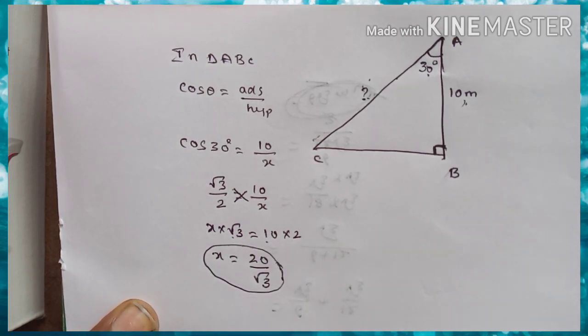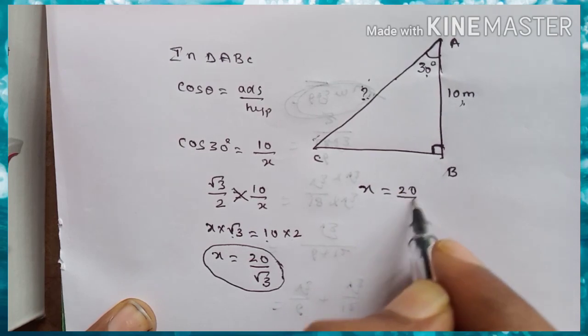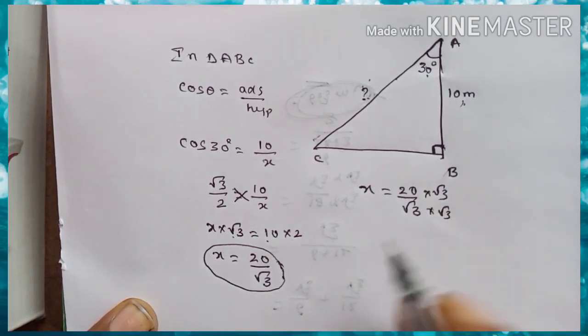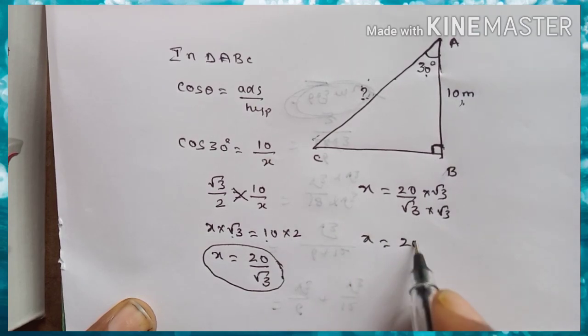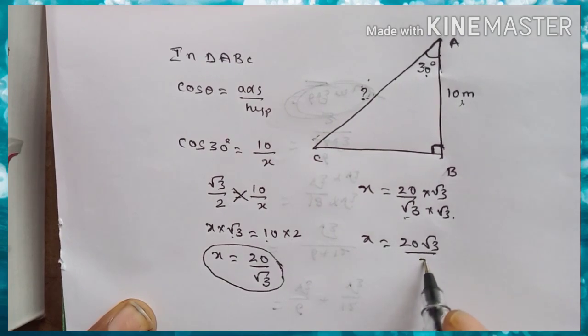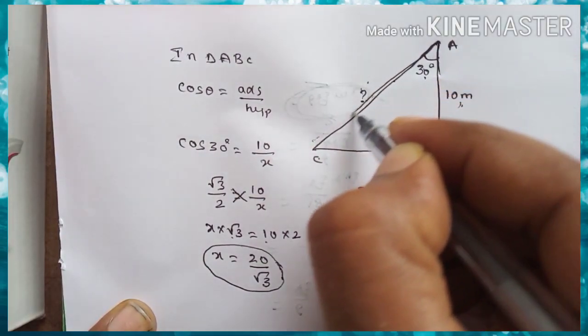Now if you want to rationalize it, the value of x is equal to 20 by root 3. Rationalize with root 3. So x is equal to 20 into root 3, 20 root 3 by root 3 into root 3, which is equal to 3. This is the length of one rope.